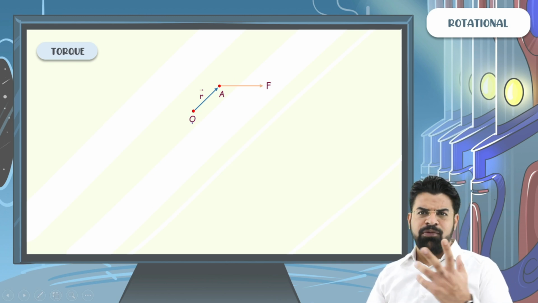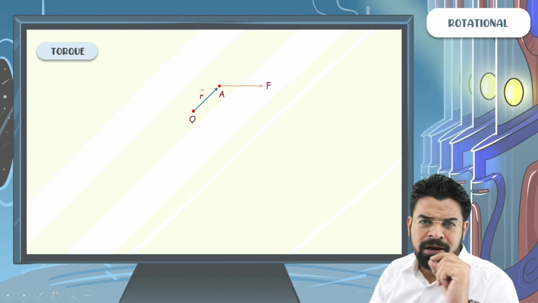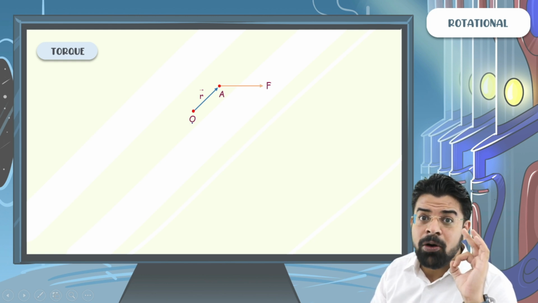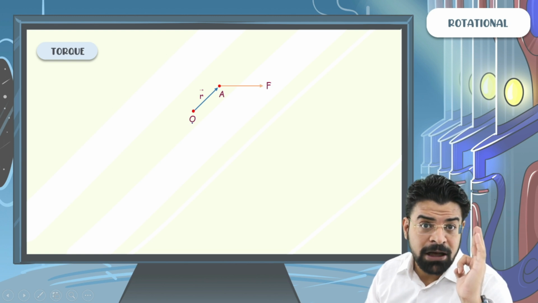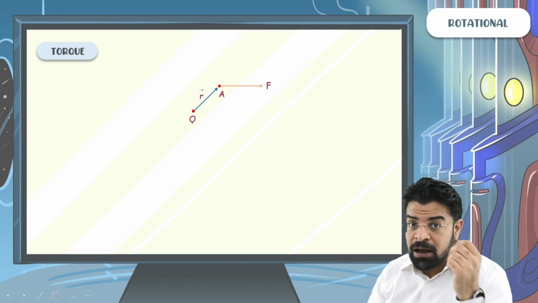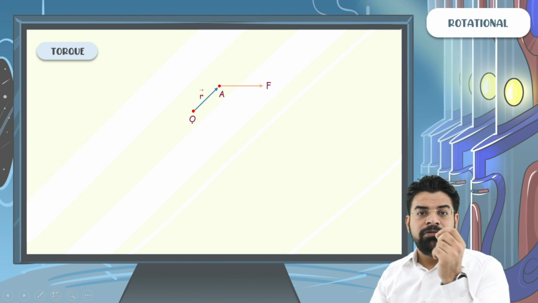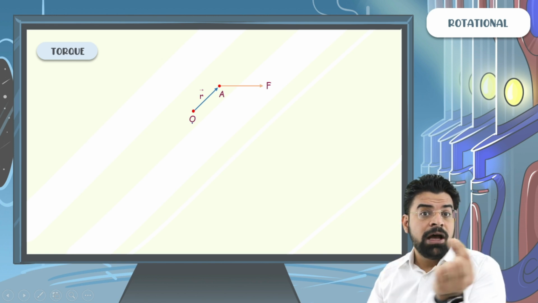Sir, we don't write force about a point, but we write torque about a point. Beta, we don't write displacement about a point, but we write angular displacement about a point. We don't write velocity about a point. We can write relative velocity about a point, but we always write angular velocity about a point.